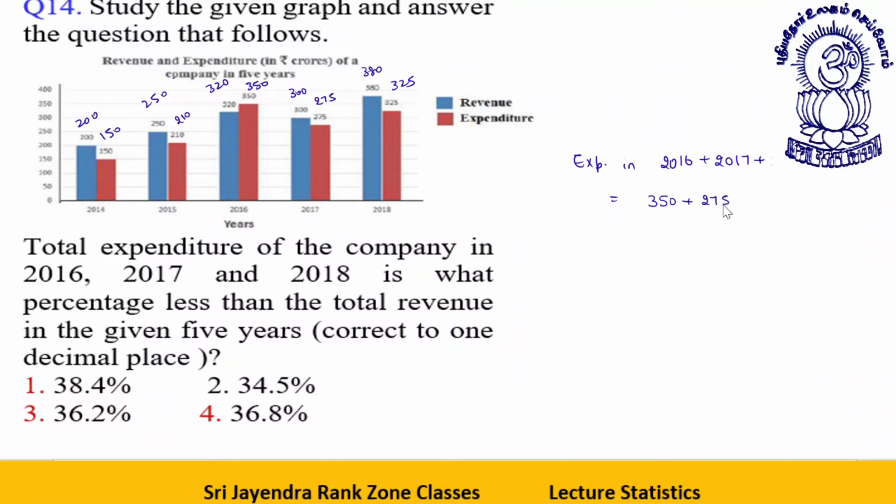350 plus 275 plus 325. How much is this? 350 and 275 make 600 with 325 to add. 200, 300, 500, 75 plus 25, 100. So this is 950, the expenditure in 2016, 2017, 2018. Next, the total revenue in 5 years. What is the total revenue, dear students? The total revenue is blue colored.